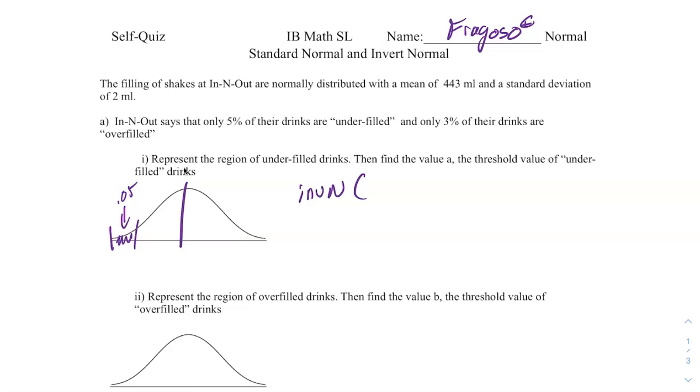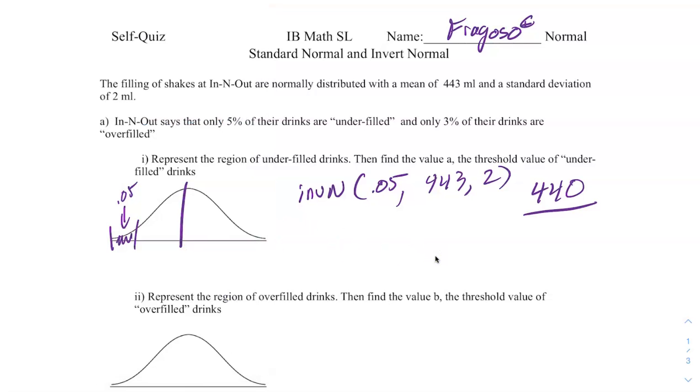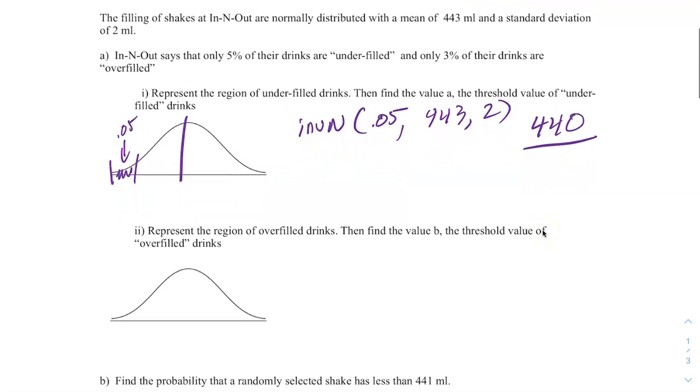So inverse normal, 0.05 is my area because it is the left-hand side. No fancy calculators needed. Then here I have my mean, 443, and then my standard deviation, 2. Put that into our calculator. Second distribution, inverse normal, 0.05, 443, and 2. I'm going to get about 440 to 3 sig figs. So that's the threshold. Anything below 440 is underfilled.